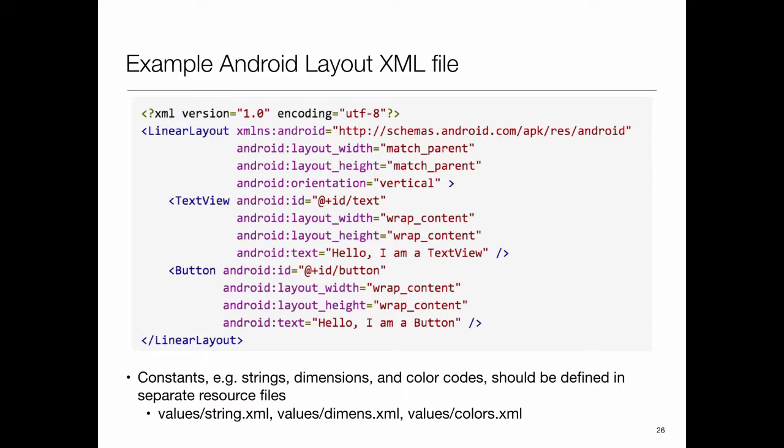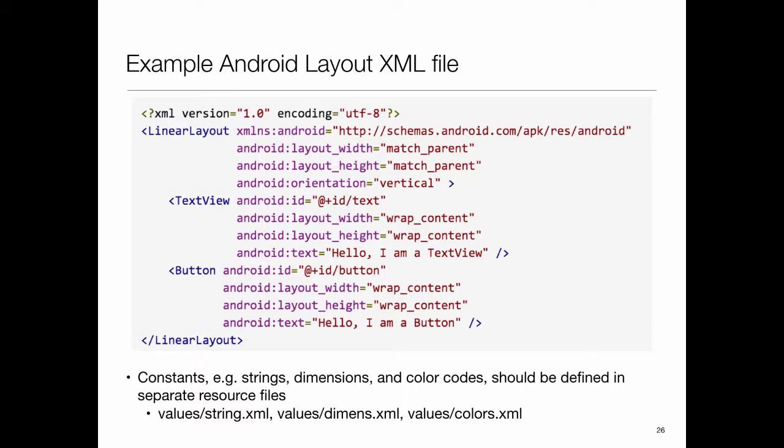And let's start with the linear layout component itself. It has an attribute called orientation. We have mentioned the linear layout means components will be added one after the other, either horizontally or vertically. This one has an orientation called vertical. So this means that the text view will appear on the top of this layout container, and below it will be the button. But if we have this as horizontal, then the button will appear to the right of the text view.